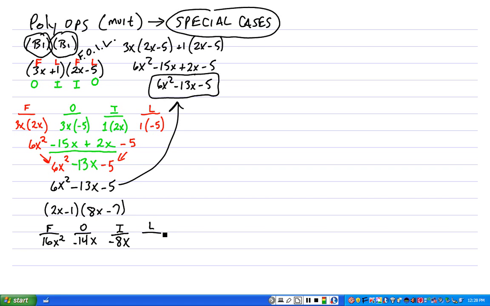And then my last times last, this negative 1 is the last in this set of parentheses. This negative 7 is the last term in this set of parentheses. So negative 1 times negative 7 is a positive 7, because negative times a negative is a positive. Once again, my outside and inside terms are alike. So bring down 16x squared. Negative 14 minus 8 is a negative 22x. And bring down plus 7. There's your answer.